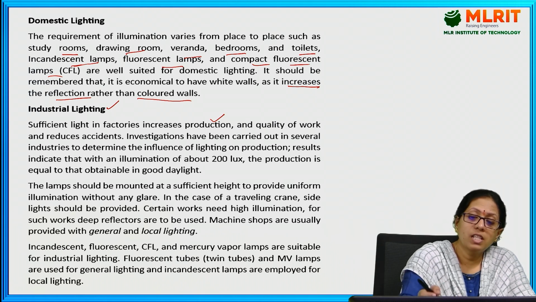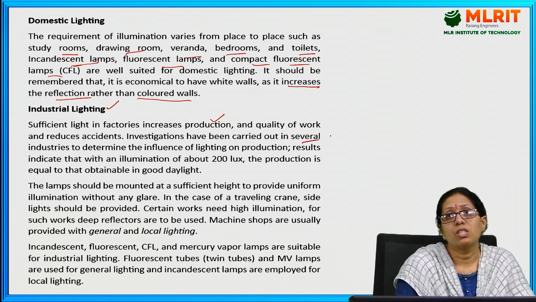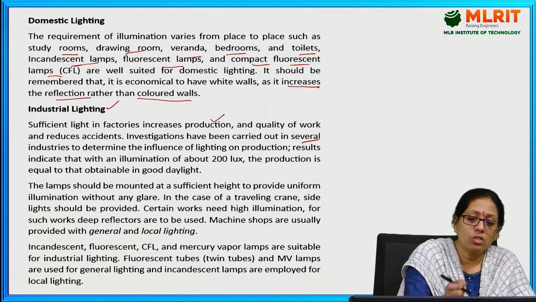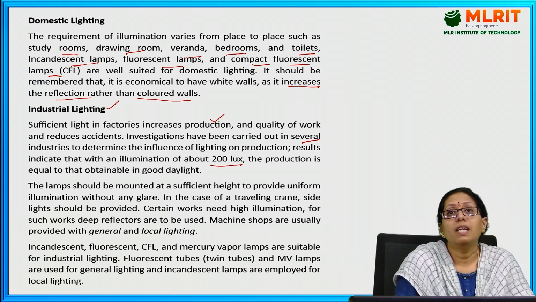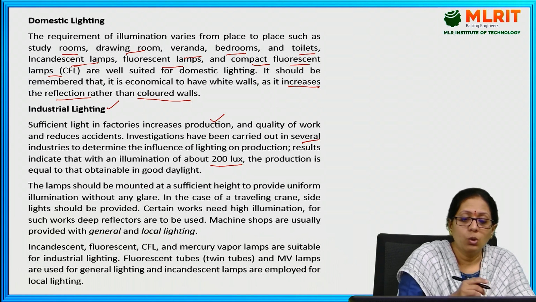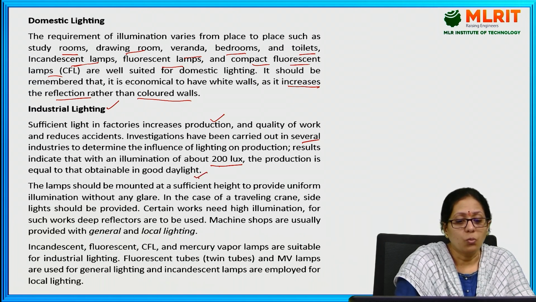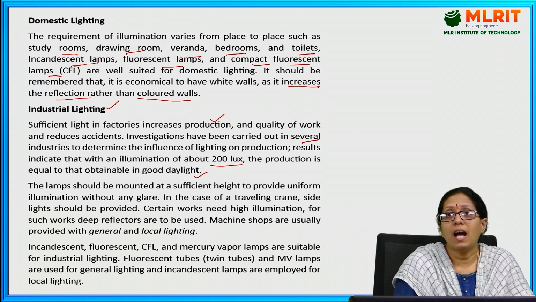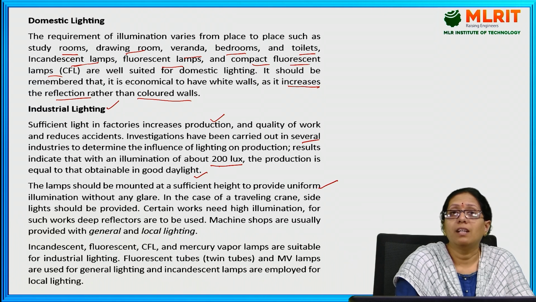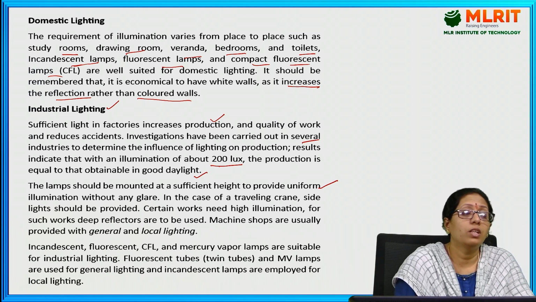Investigations have been carried out in several industries to determine the influence of lighting on production. Results conclude that with illumination of about 200 LUX, the production is equal to that obtainable in good daylight. The lamps should be mounted at a sufficient height to provide uniform illumination without any glare. Without any glare, we should provide sufficient light during the daytime as well as during the night time.